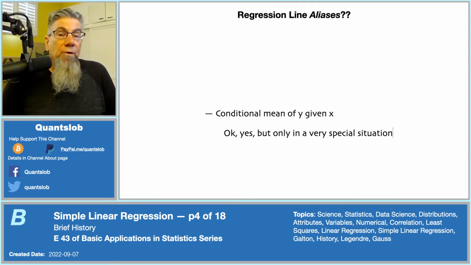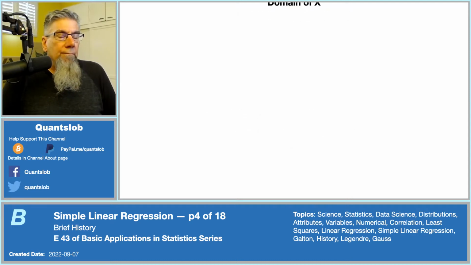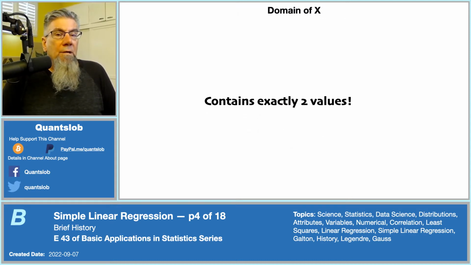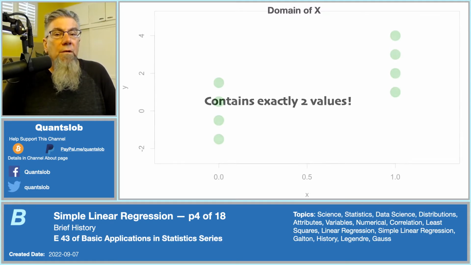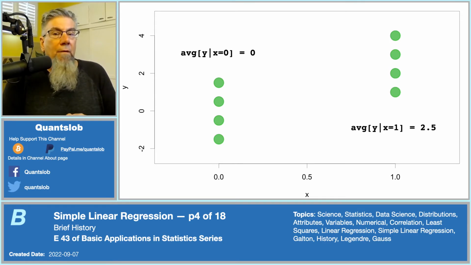Now, it turns out that there is a particular scenario where the least square solution will always give the conditional average, and the challenge question is, what is this situation? Well, the answer, when the domain of x contains exactly 2 values. Now, recall that an attribute's domain is a collection of its unique values. Whenever our predictor's domain contains 2 unique values, our least square solution will be the conditional average of y given x. And just to offer a simple example here, our domain of x is 0 and 1. The conditional average of the 4 y values where x is 0 is 0.